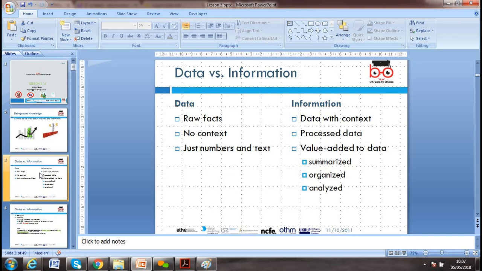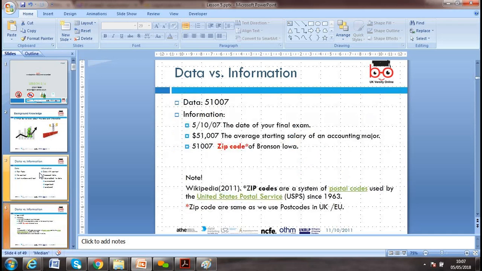Okay, so data with context is processed data, value-added data; we can organize it and analyze it. Here the data is 51007. What does it give? These are just numbers, with no information. When data is processed, it becomes valuable, and then we can use it like 5th of the 10th or 7th, the date of your final exam. Of course not. So data becomes information, which we can then use.